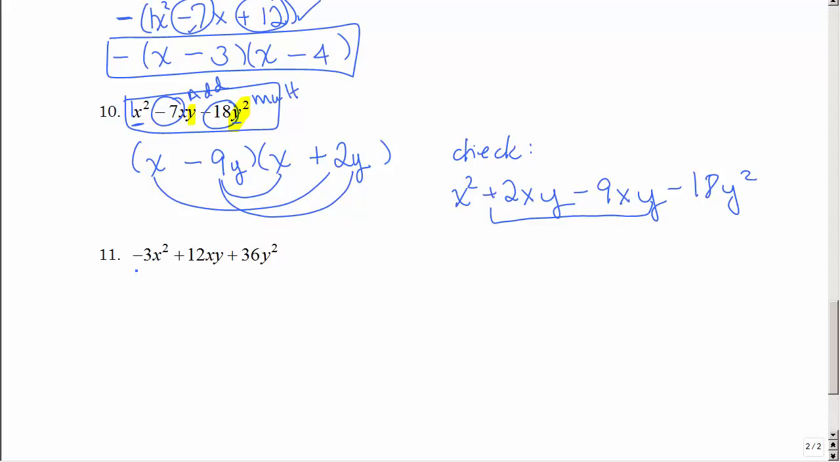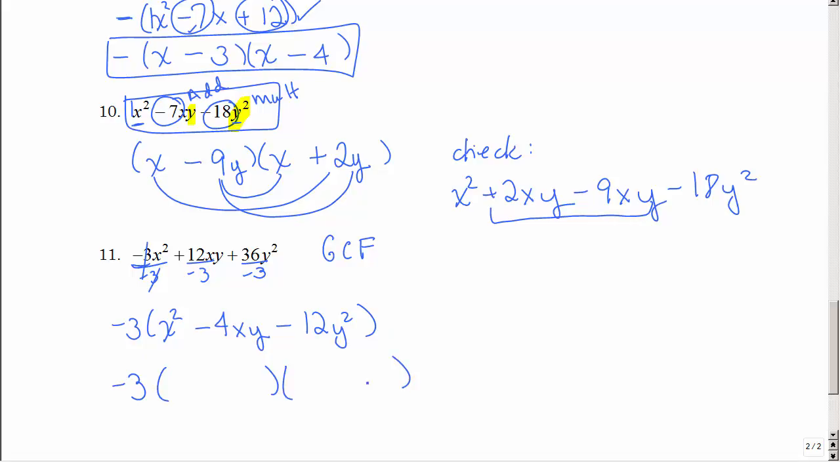Number 11. We not just have a negative in front, we have a -3. Well, could that be the GCF? Does 3 divide into all of those numbers? Yes, it does. Do they have any letters in common? No, they don't. So if I divide everything by -3, that's going to give me +x squared minus 4xy minus 12y squared. So here we have that x and y thing.